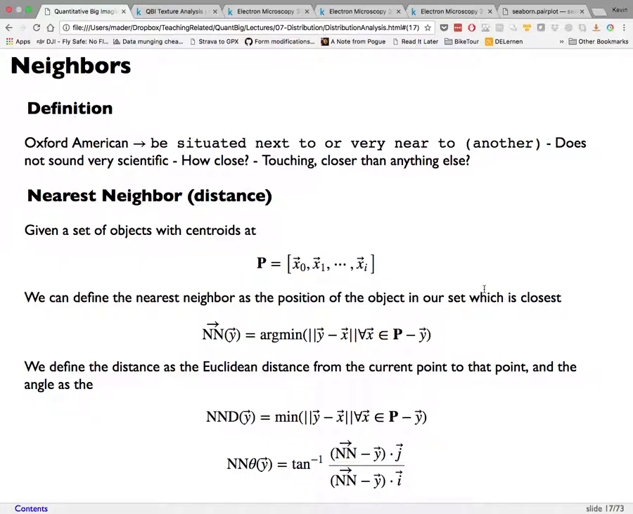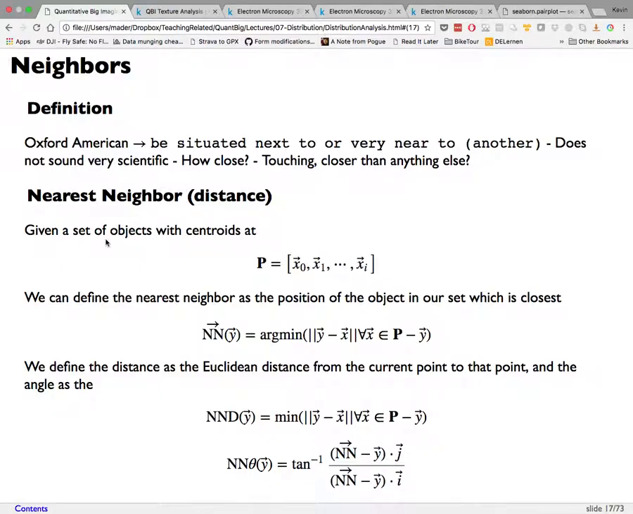The last tool that we'll introduce right now is this idea of neighbors. A neighbor is an object situated next to or very near to another object. As we see, the definition does not sound particularly scientific, and it isn't. How close is very near? Does it actually have to be touching? Does it have to be closer than any other object? Is there a certain fixed distance, like half the size of the object, or 10 millimeters? There are a lot of potentially different ways of doing this.